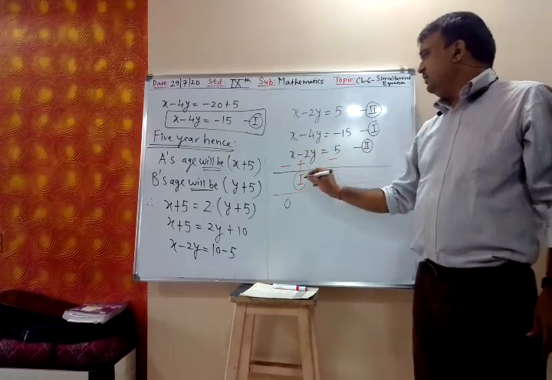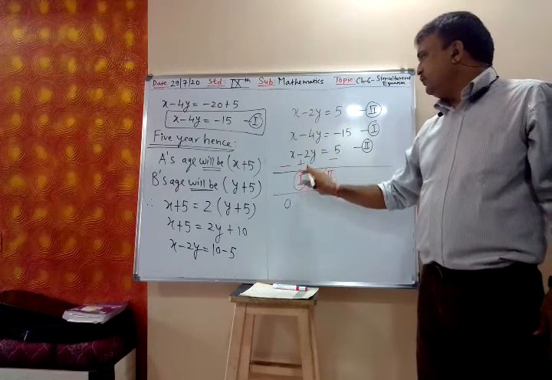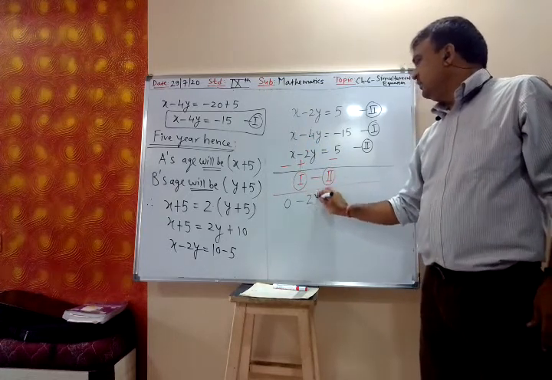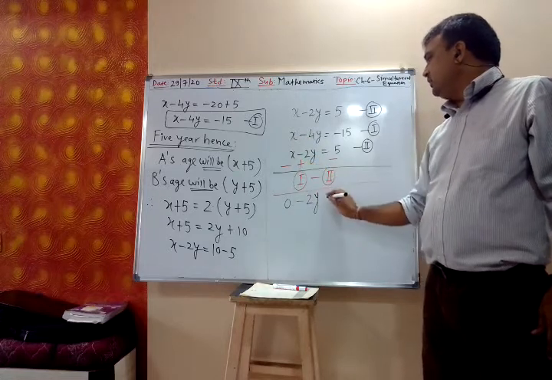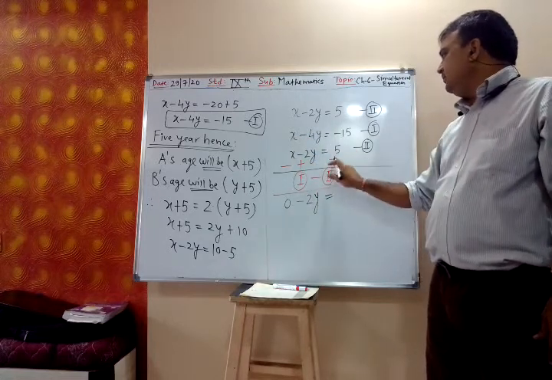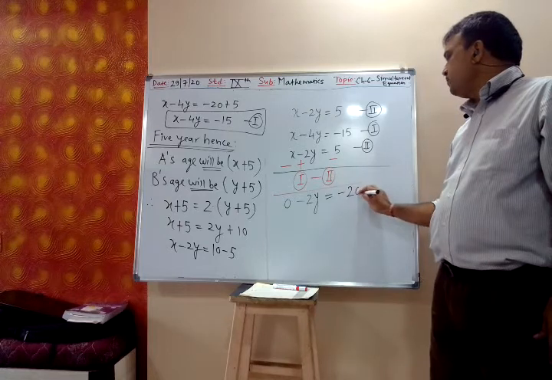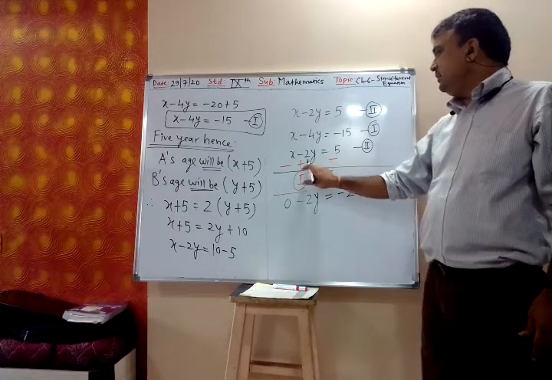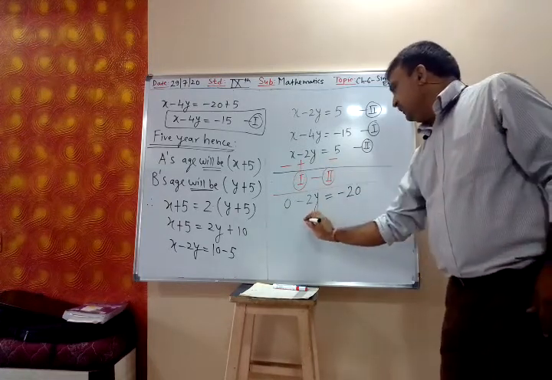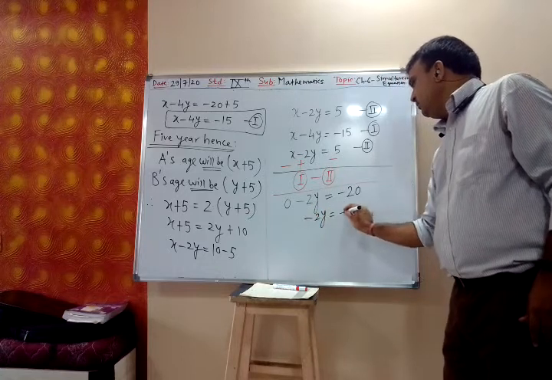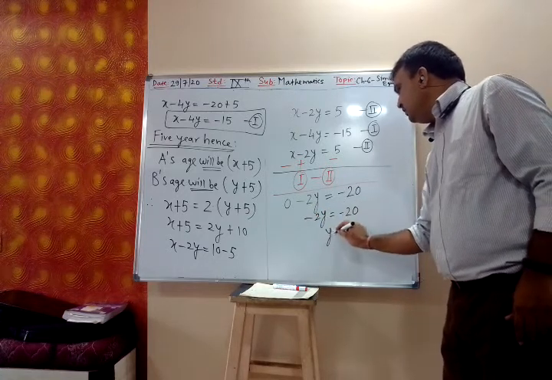So x minus x is 0, minus 4 plus 2 is minus 2y. Minus 15 minus 5 is minus 20. You have to take the new sign, minus plus. So minus 2y is equal to minus 20. So y is equal to 10.